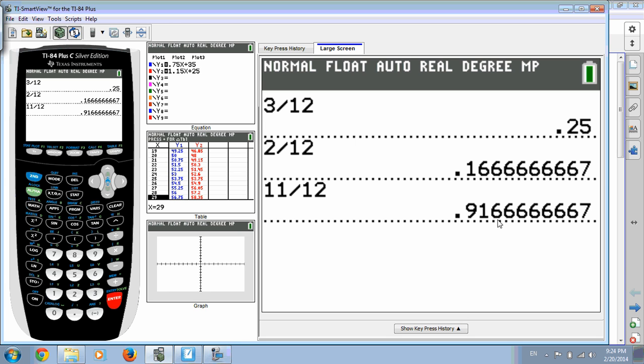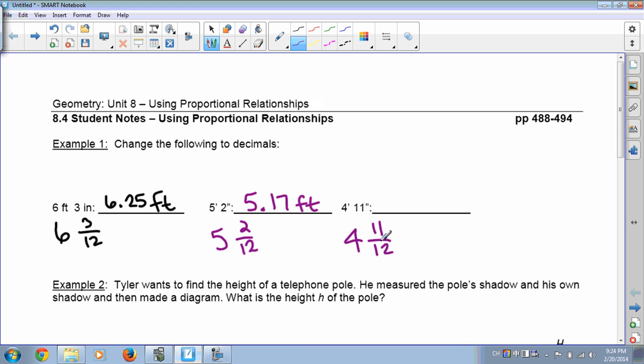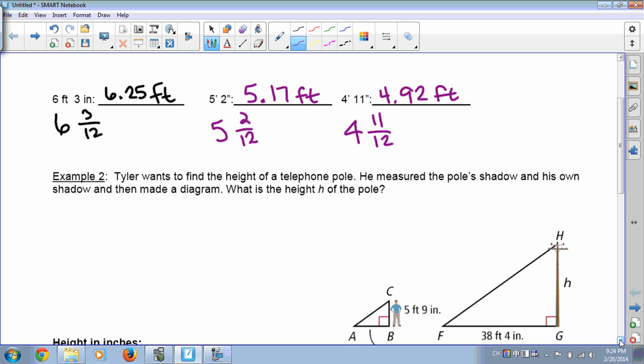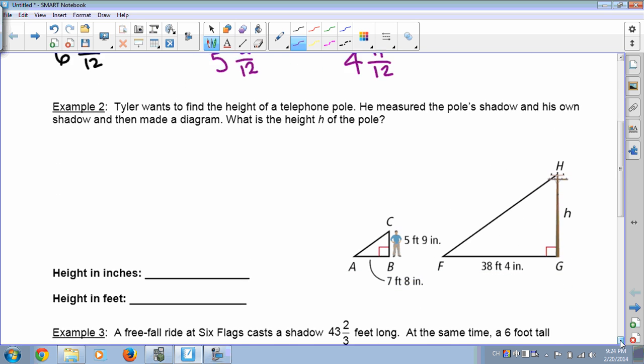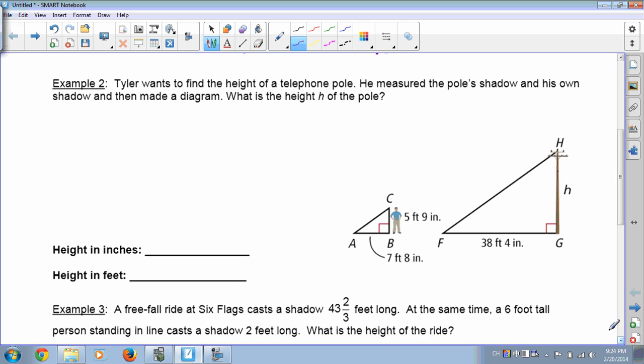0.916, and again, the third decimal place is a 6, so it rounds this up to a 2. So 4.92 feet. Okay, now that we have some practice converting to decimals, we're going to apply that in this next problem, problem number 2. Tyler wants to find the height of a telephone pole. He measured the pole shadow and his own shadow and then made a diagram. What is the height h of the pole?